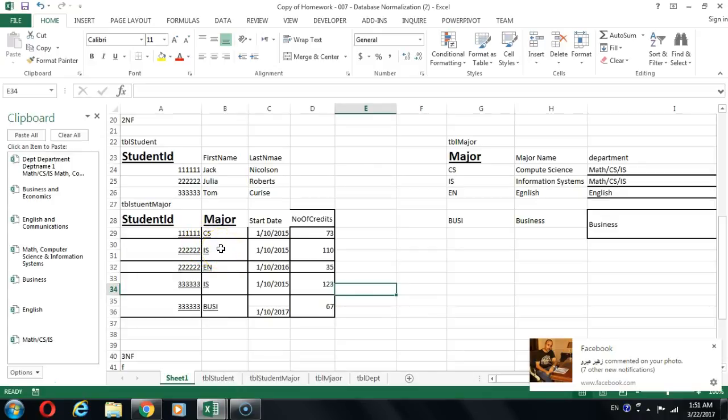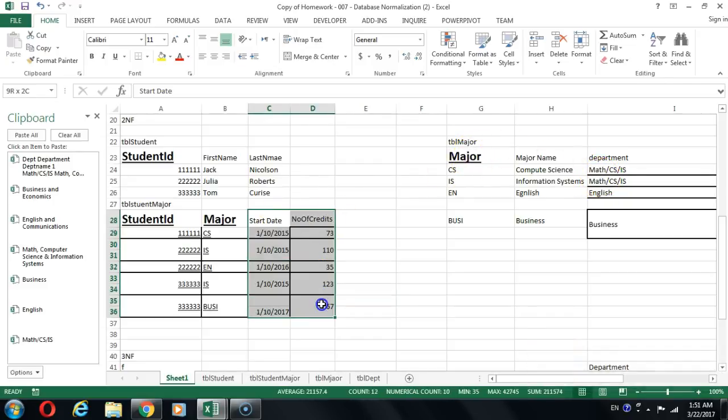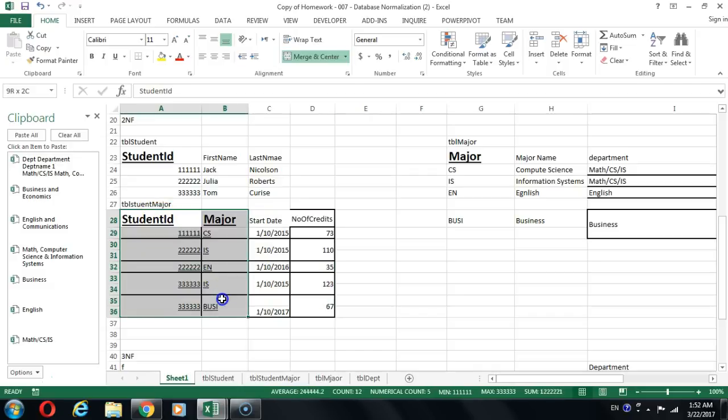So we need to look for the partial dependency one more time. There is no partial dependency here, no partial dependency. Everything is dependent on the primary key. Both of these are dependent on the primary key. So the primary key for this table is both. So we passed the partial dependency test. We're already in the second normal form as we speak.